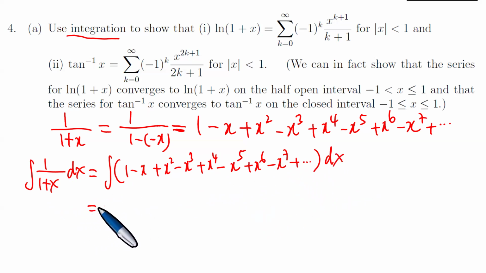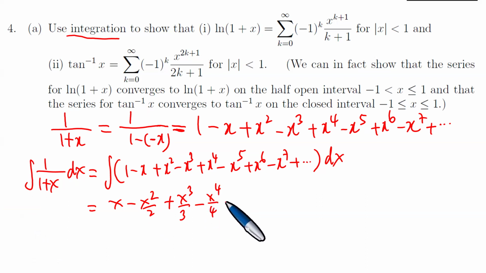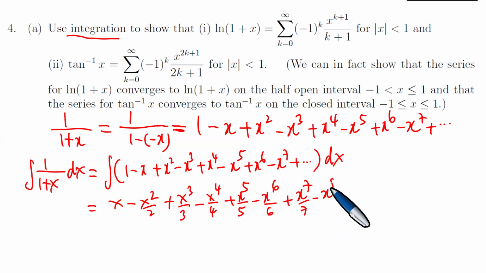So if you integrate this, what do you get? The integral of the 1 is x. Of x, it's x squared over 2. X squared integral is x cubed over 3. Okay, let's check this out. X to the fourth, x to the fifth, x to the sixth, x to the seventh, x to the eighth. So you have this.